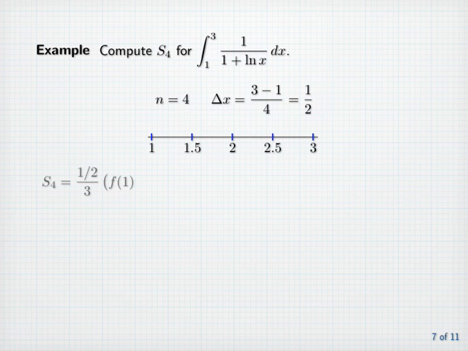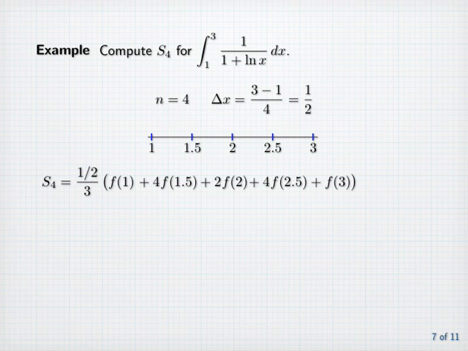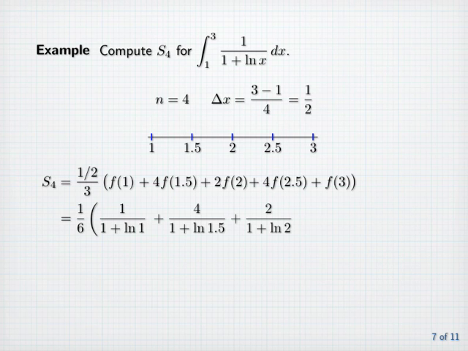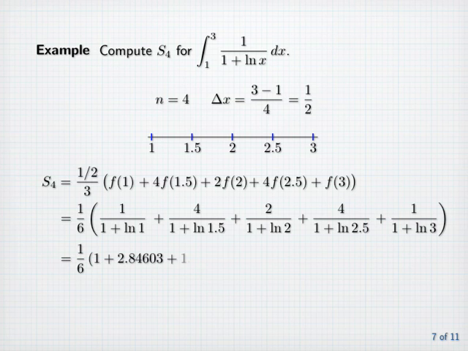Now S4 will be 1/2, that's delta x, divided by 3 times f of the left endpoint 1, plus 4 times f of 1.5, plus 2 times f of 2, plus 4 times f of 2.5, plus 1 times f of 3. Now f of x is 1 over 1 plus natural log of x, so this turns into 1/6 times 1 over 1 plus the natural log of 1, plus 4 times 1 over 1 plus the natural log of 1.5, plus 2 times 1 over 1 plus the natural log of 2, and so forth. Now with the calculator, we'll compute each of those terms, and then finish up the computation. We end up with 1.26519.